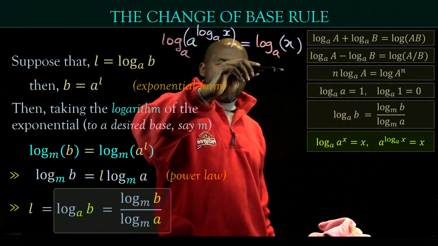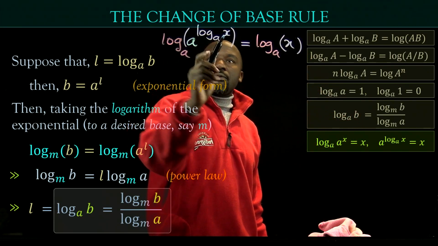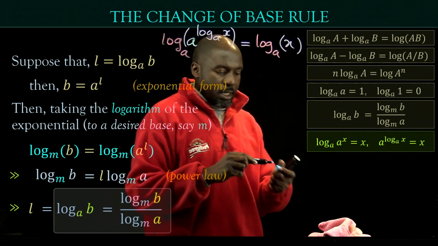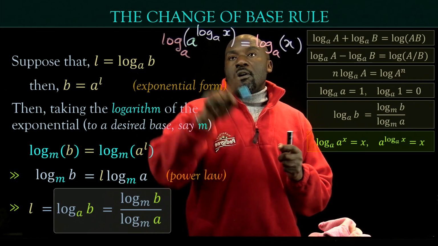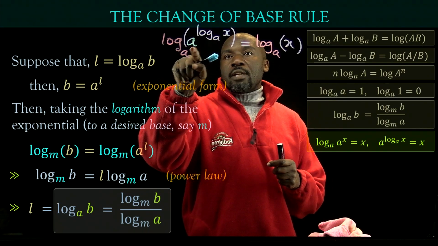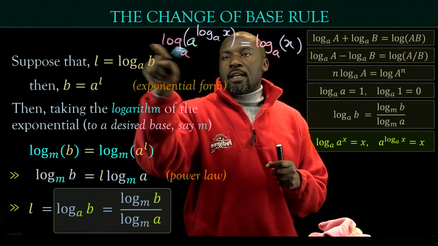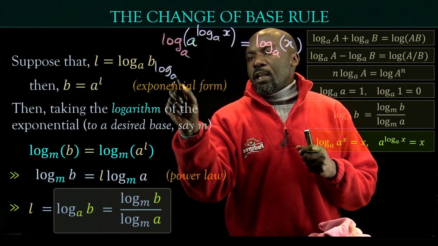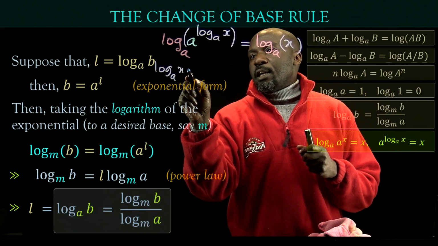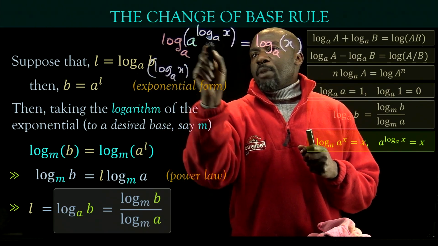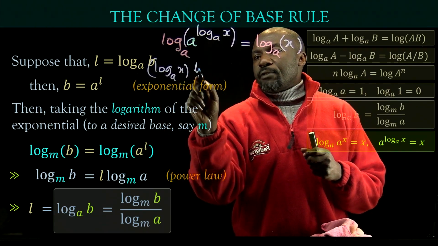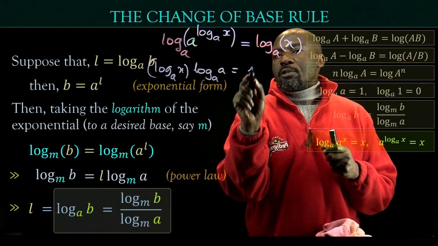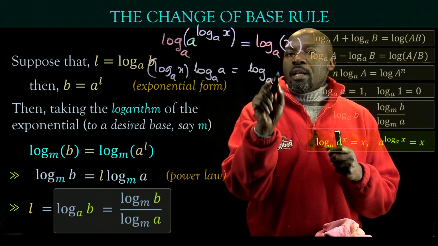Now using law number 3 here, I can move, this is the power of this thing here. This is the power of a, so I can move it to the side. And I end up with log to base a of x. Okay, the power moves to the side, and now I have x times log to base a of a must be equal to log to base a of x.